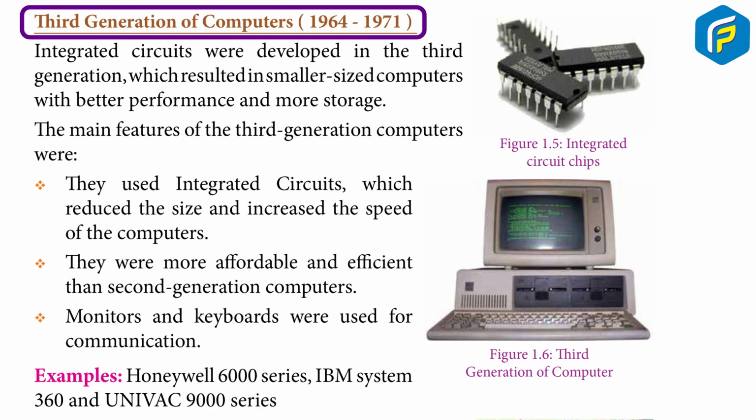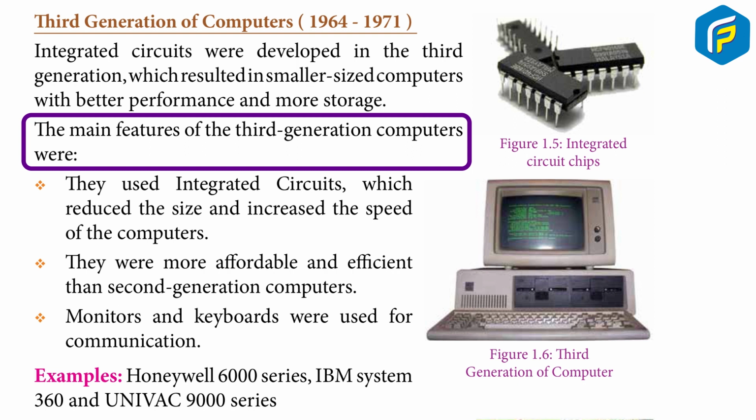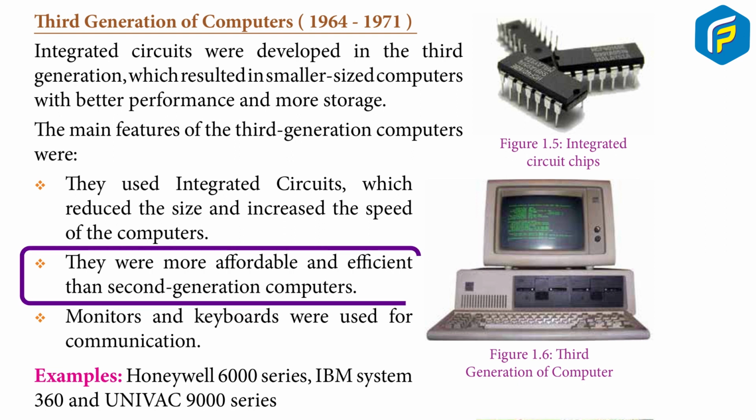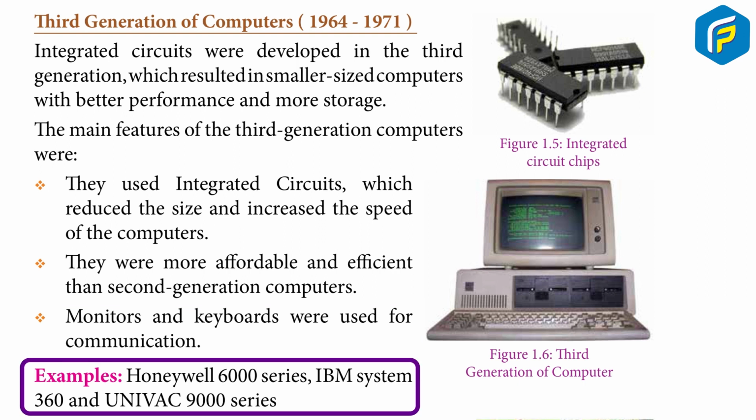Third generation of computers, 1964 to 1971. Integrated circuits were developed in the third generation, which resulted in smaller sized computers with better performance and more storage. The main features of the third generation computers were: they used integrated circuits, which reduced the size and increased the speed of the computers. They were more affordable and efficient than second generation computers. Monitors and keyboards were used for communication. Examples: Honeywell 6000 series, IBM System 360, and UNIVAC 9000 series.